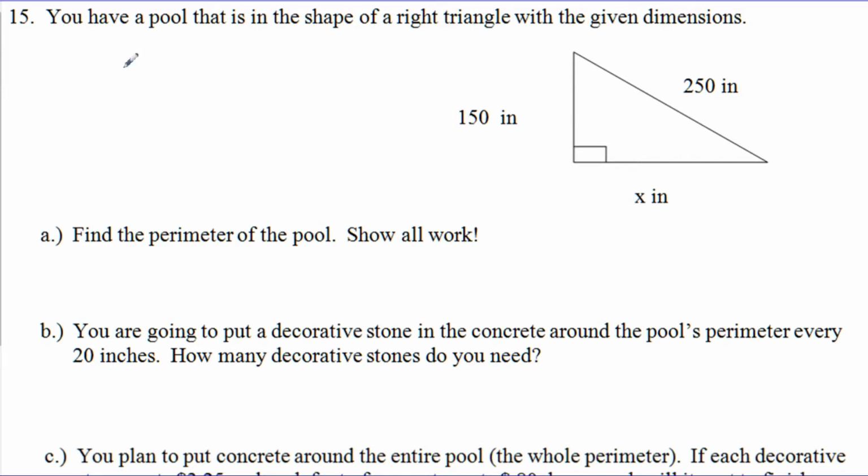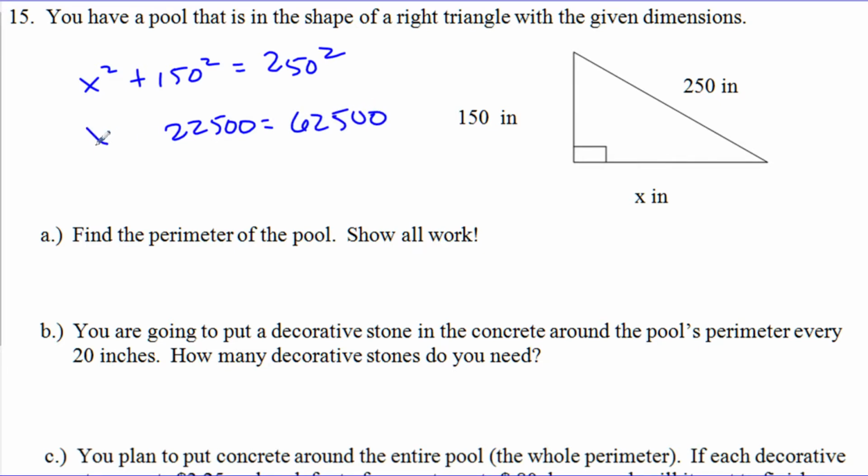Again, Pythagorean theorem. I'm going to say x squared plus 150 squared is equal to 250 squared. Right? 150 squared, 150 times 150. Let me clear my calculator before I start calculating. 150 times 150 is 22,500. Okay? And 250 squared, 250 times 250 is 62,500. Okay? And I don't know what x squared is, so I'm going to leave that alone.